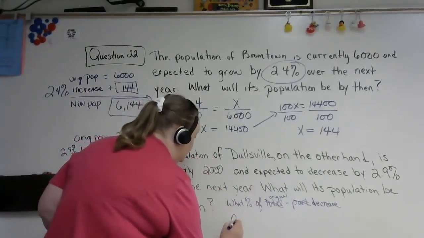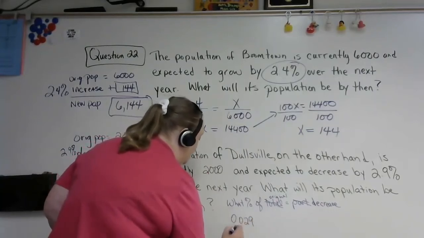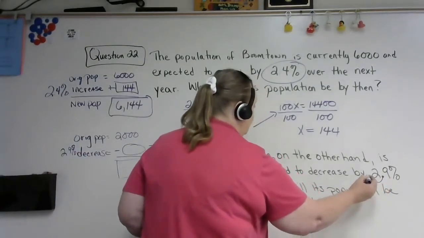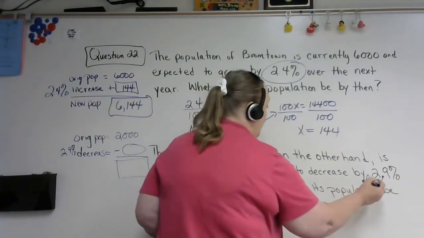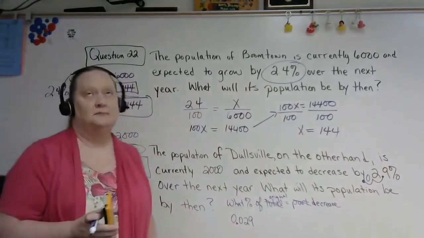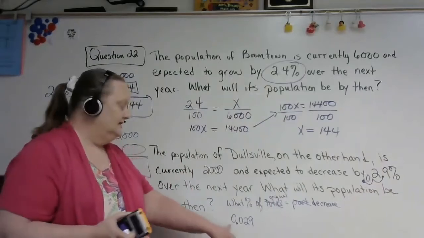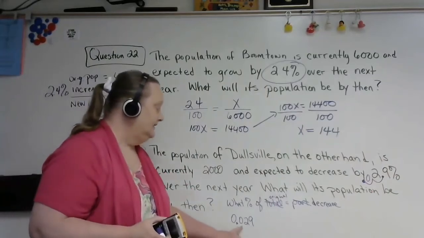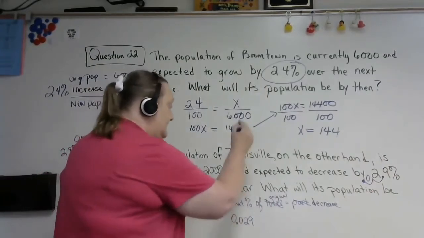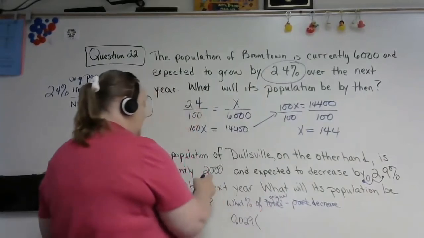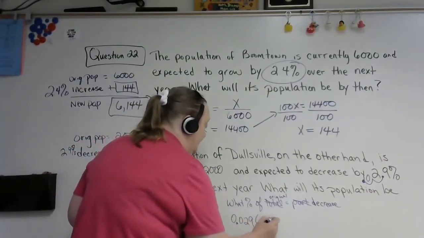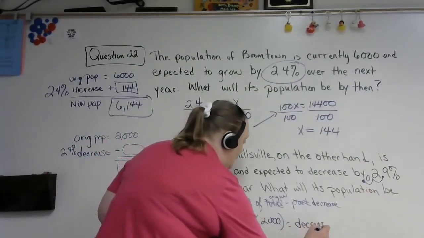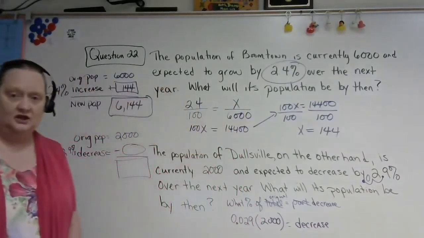So convert that. Move the decimal back 2 places, adding a 0. So that would be 0.029, no percent, times the original, which would be 2,000. And that's going to equal the amount the population decreases, or the number of people that move out of Dullsville.